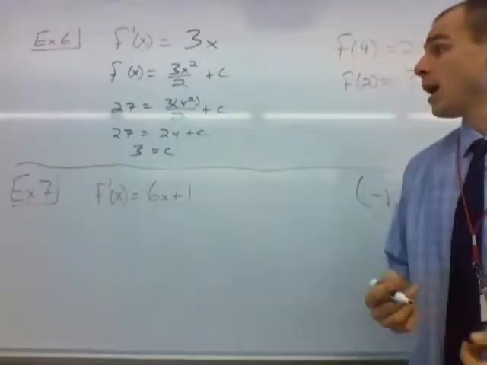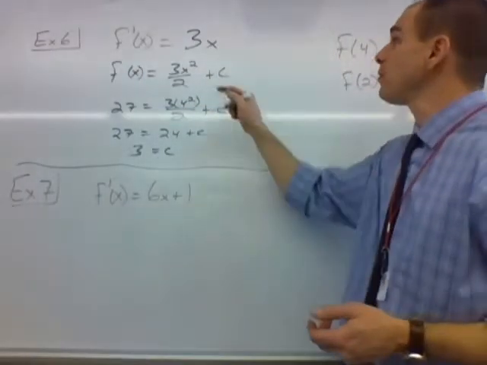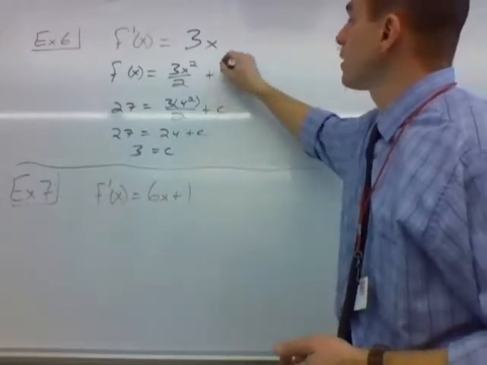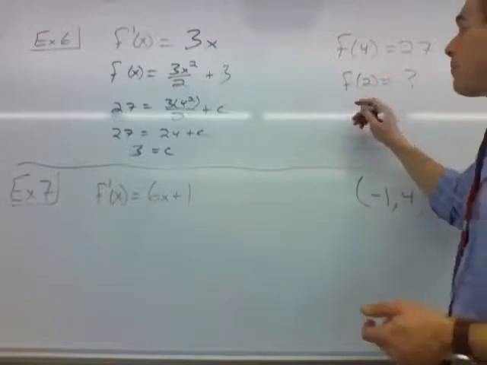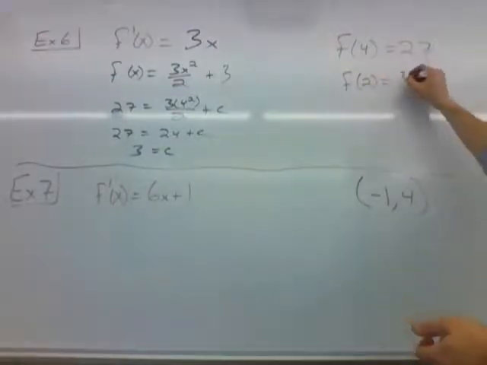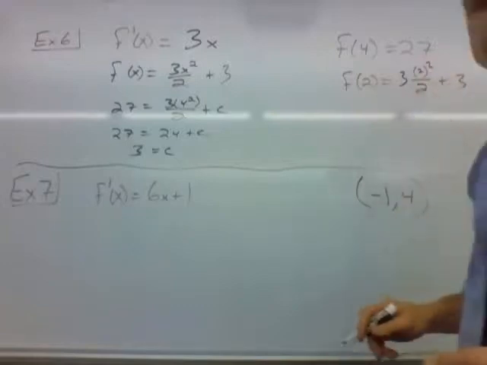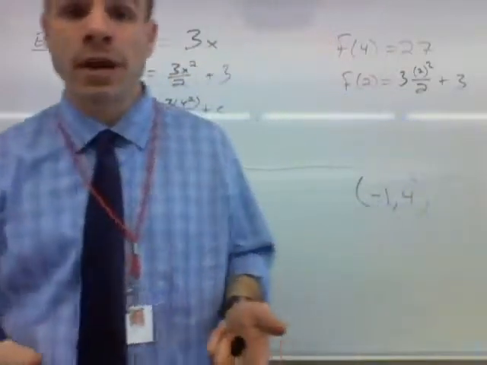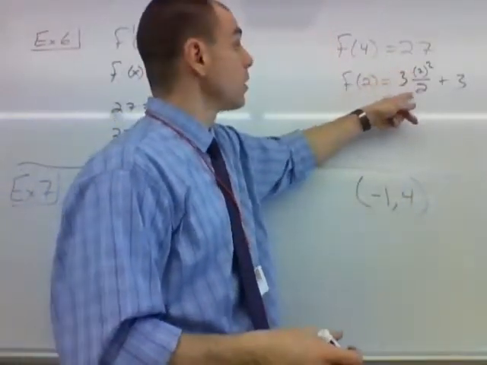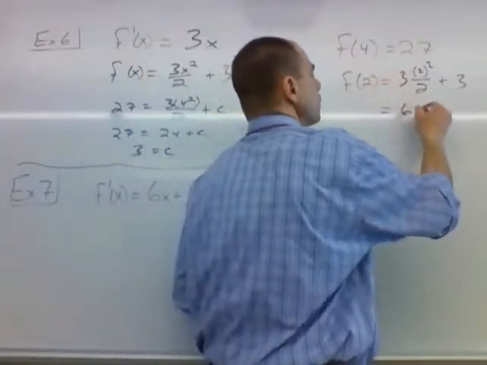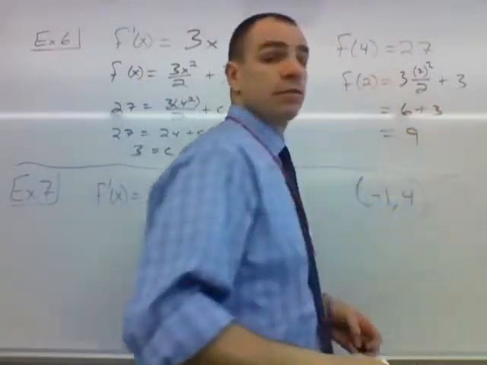And if that's the case, then we now know that we can put a plus 3 right here, and we can determine what f of 2 is. f of 2 is going to be 3 times 2 squared over 2 plus 3. And that's a correct but unsimplified answer. If we want to simplify it, well, 2 squared is 4, and half of that is 2. 3 times 2 is 6, so we have 6 plus 3, which would be equal to 9.